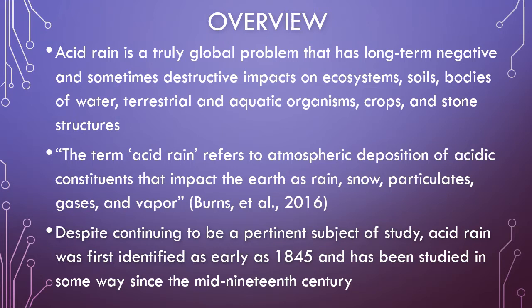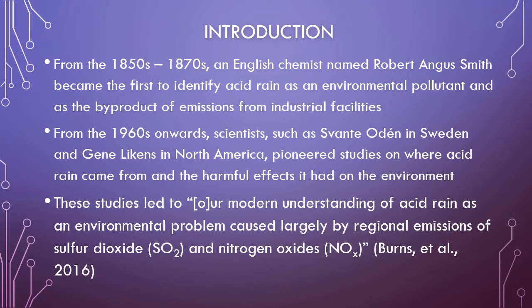To my surprise, despite continuing to be an ongoing topic of study, acid rain was first identified as early as 1845, and it's been studied in some way since the mid-19th century. During the Industrial Revolution, basically around the 1850s to 1870s, an English chemist named Robert Angus Smith became the first to identify acid rain as an environmental pollutant, and he identified it at the time as the byproduct of emissions from industrial facilities, basically factories.